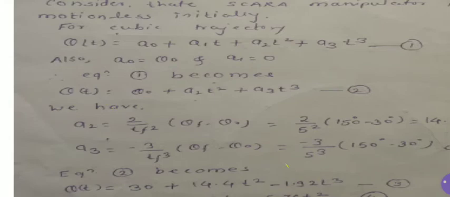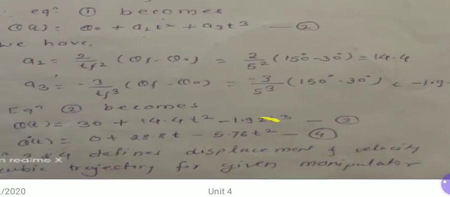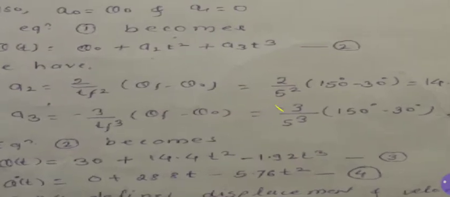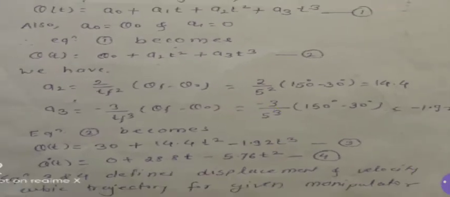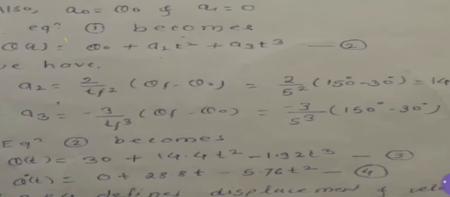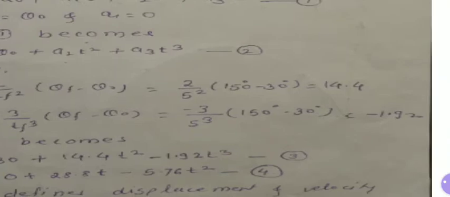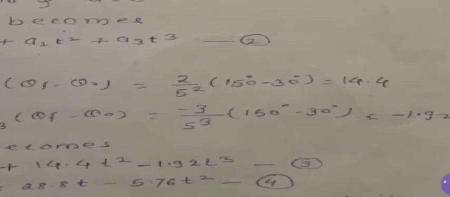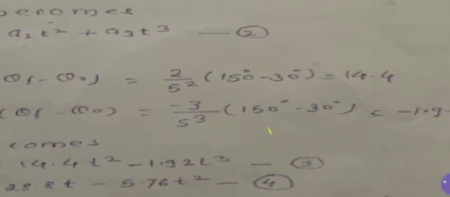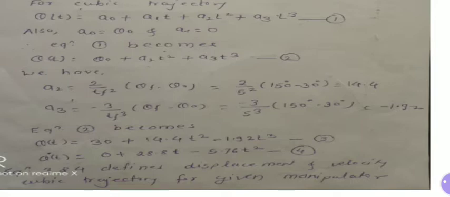With these values, we can rewrite equation number 1, and it becomes theta 0 plus a2 t square plus a3 t cube. Now we have already defined the values of a2 and a3 by using this relation. So by substituting the given values, since we know theta f as well as theta 0, we get the value of a2 as 14.4. Similarly, the value of a3 we are getting as minus 1.92.